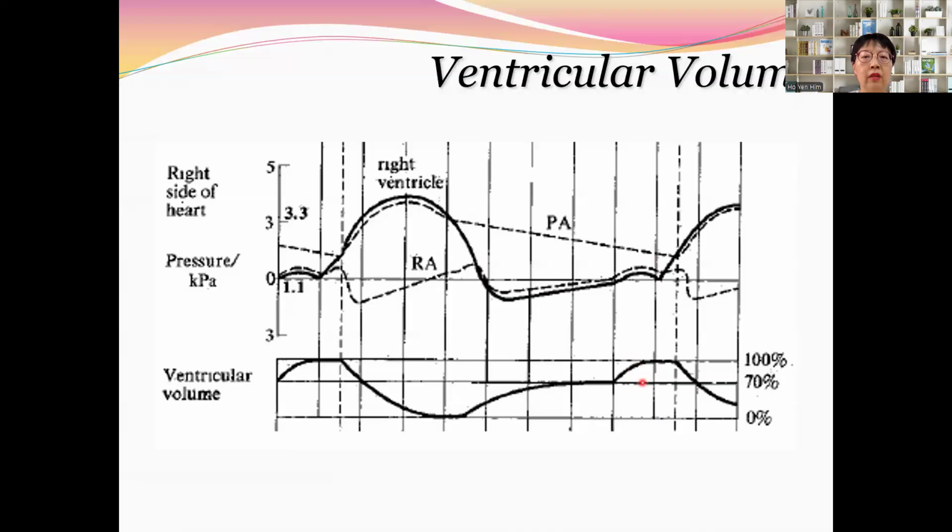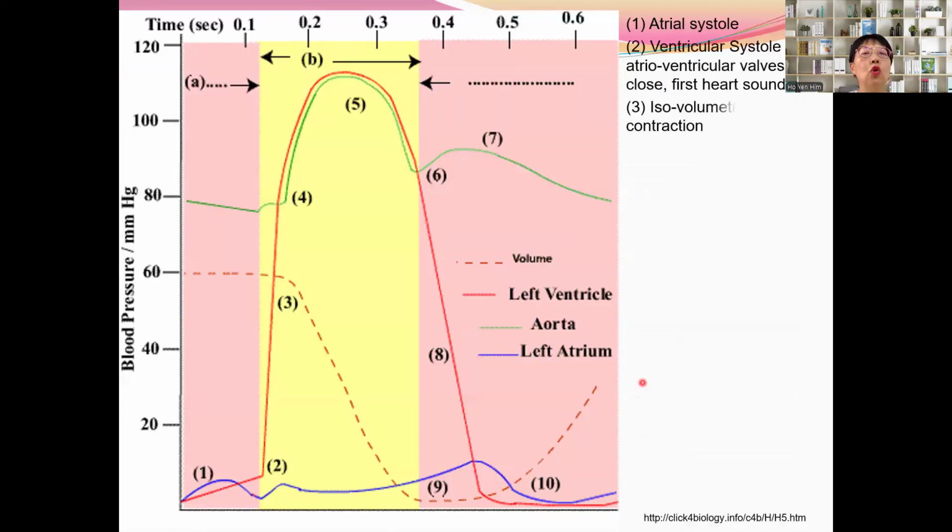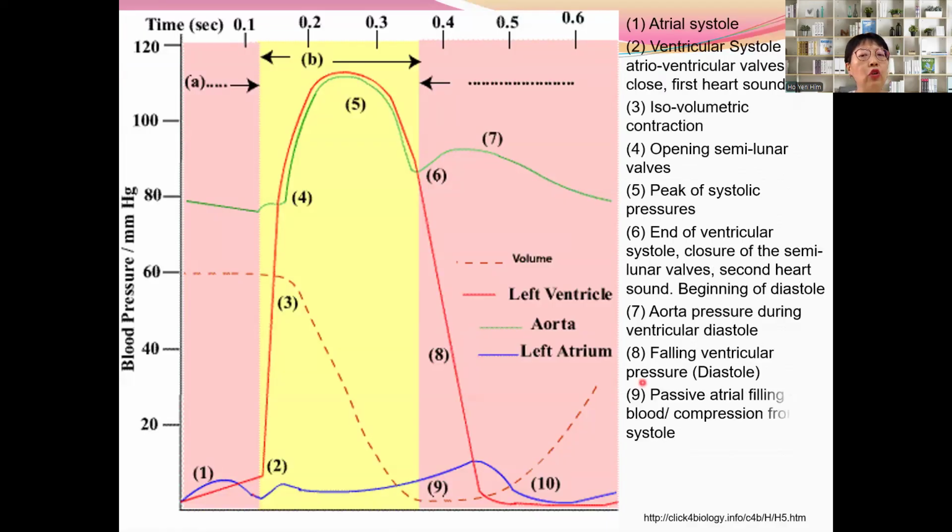We use millimeters of mercury, mmHg, as the standard unit, both ways. They will not ask you to calculate, so don't worry. Now, this is a very good slide for you to recap everything about the cardiac cycle because it comes with the numbering and also the description.